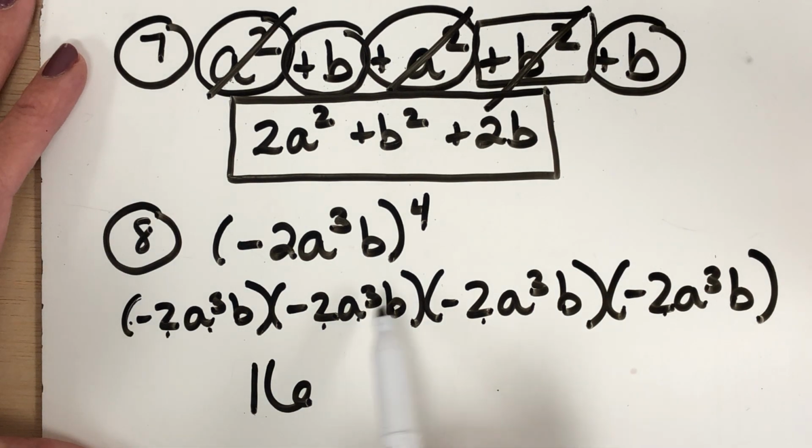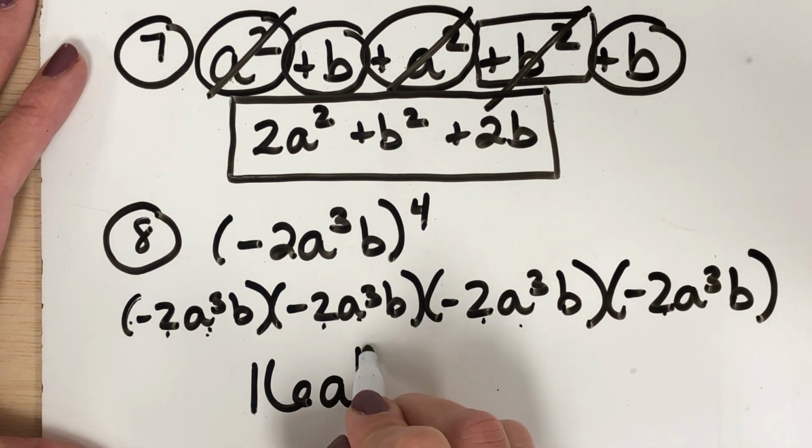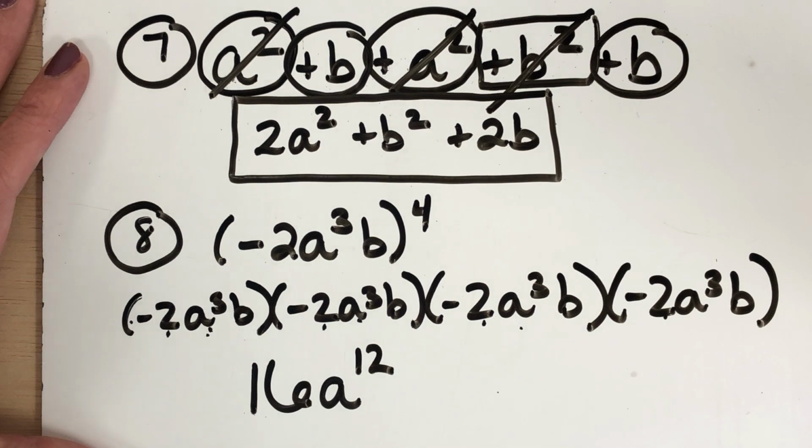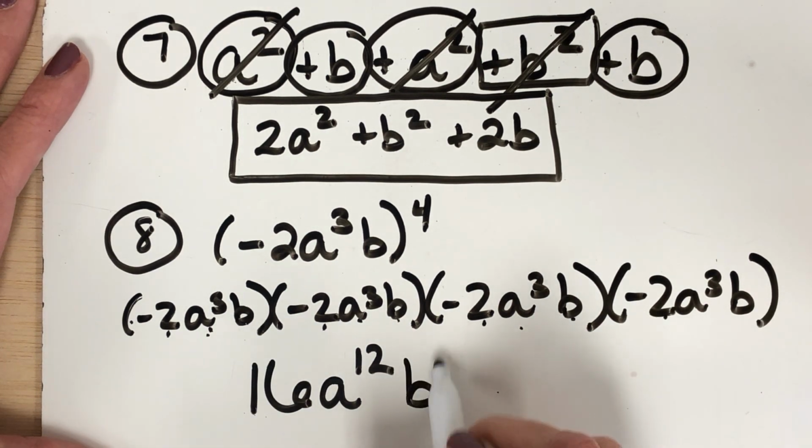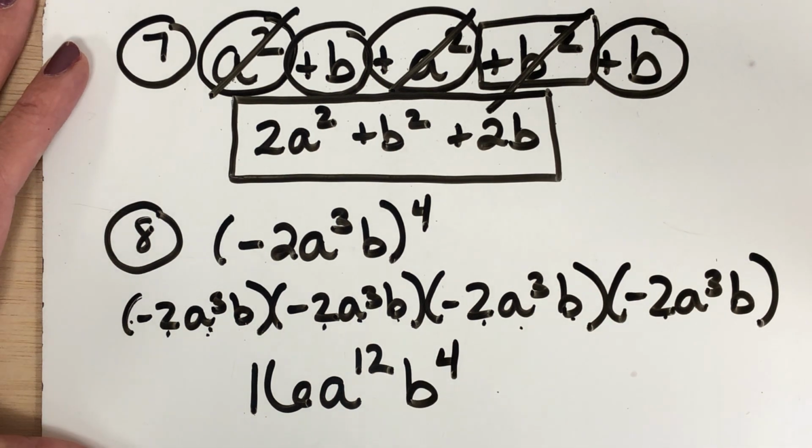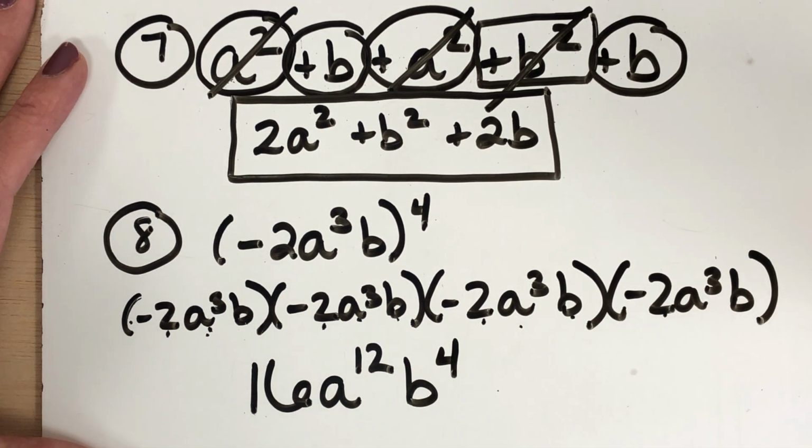a to the third times a to the third times a to the third times a to the third. Well, I have 3 here, 6, 9, and 12. So I have 12 a's that are being multiplied. And then b's, I have 1, 2, 3, 4. So I have b to the fourth. So that's doing it the long way.